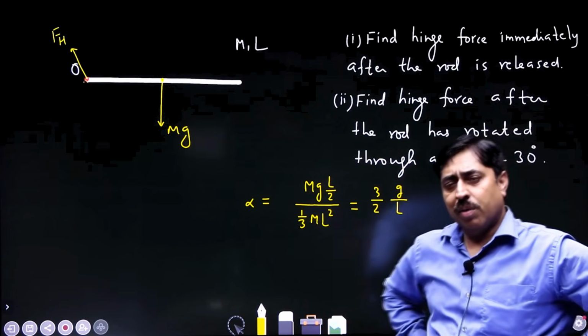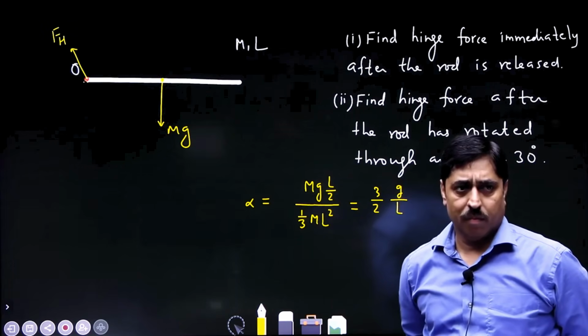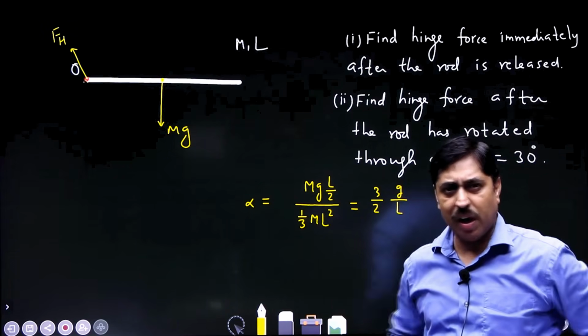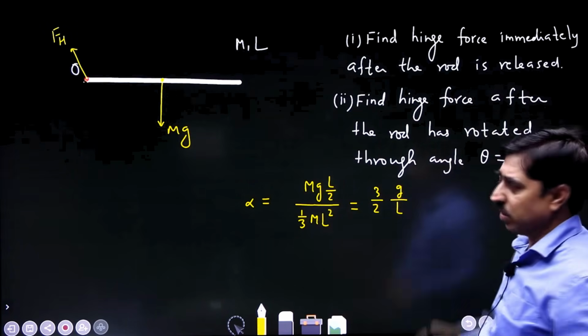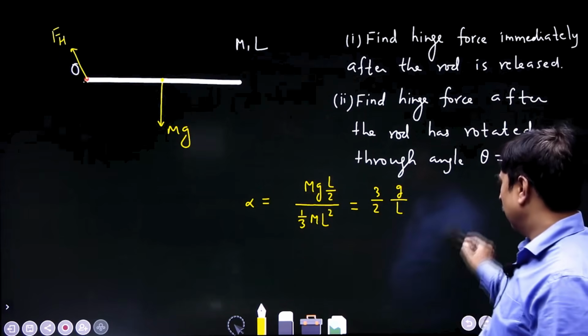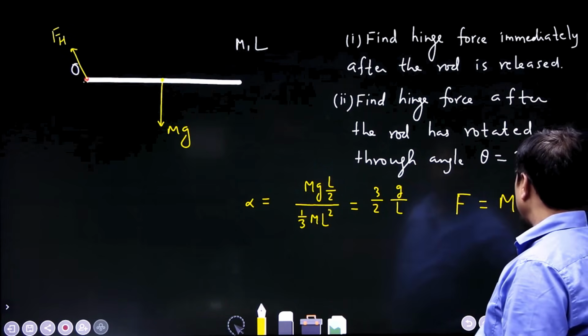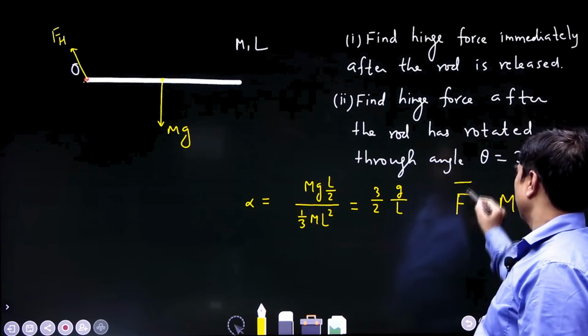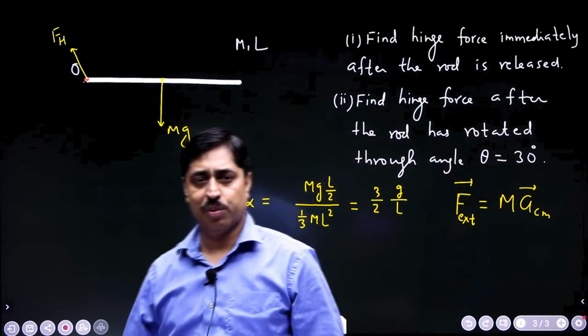Now let us think about the acceleration of center of mass of the rod. Why center of mass? Why have I suddenly moved to center of mass? There is no reference to center of mass in this question. Why are you talking about center of mass? Because Newton's second law of motion is correctly read in this way. This is the correct way of writing Newton's second law of motion.